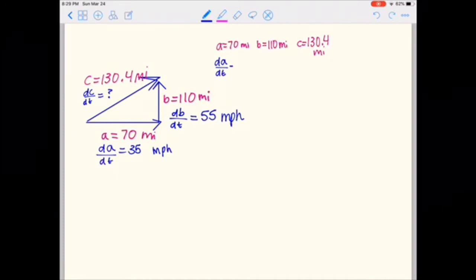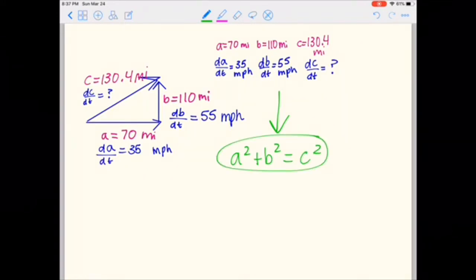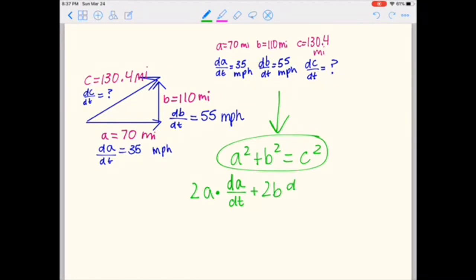dA over dt is equal to 35 miles per hour, dB over dt is equal to 55 miles per hour, and dC over dt is what we're looking for. Organize all of our variables. We could use the Pythagorean theorem, which is a squared plus b squared equals c squared. We could use the derivative, which is 2a times dA over dt plus 2b times dB over dt equals 2c times dC over dt to find our missing dC over dt.